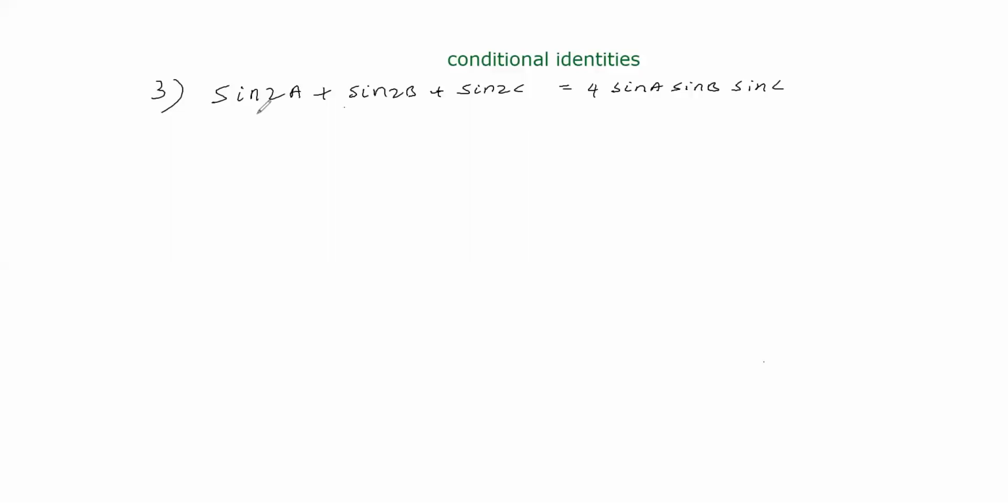In conditional identities, we are going to prove the third identity, that is sin 2A + sin 2B + sin 2C = 4 sin A sin B sin C. We know that A + B + C = π radians, because here A, B and C are the three angles of a triangle. This we have to assume in this problem.